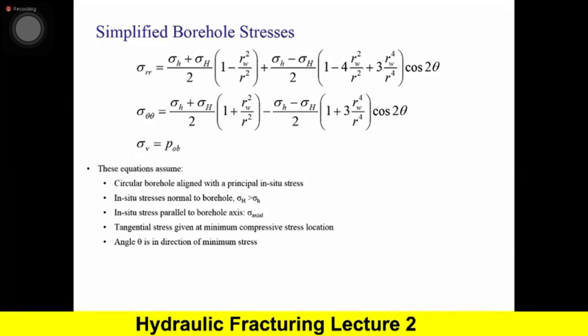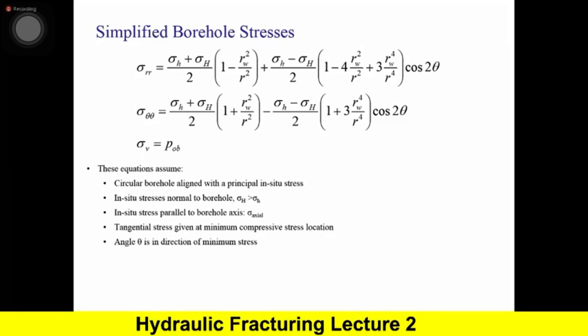So I'm going to do it just mentally here. It may be a good exercise for you to eventually sit down with a piece of paper. I'm going to do it very quickly here. So the first question is: what is sigma RR at the well bore, without looking at the equation? Well, sigma RR at the well bore, if the well bore is stable, should be 0.